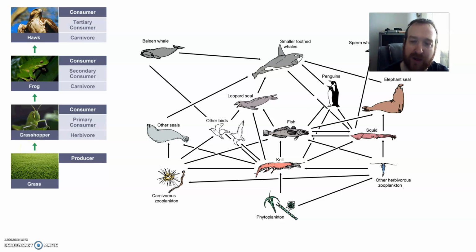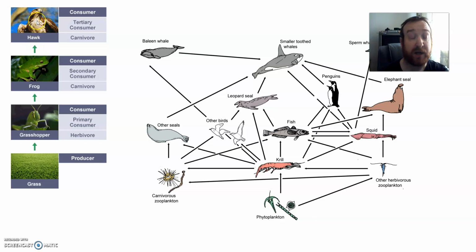Okay, these arrows, they're not really showing what eats what. They're looking at where the energy is going. So the energy of the grass is going into the grasshoppers. The energy of the grasshoppers is going into the frogs when they're consumed. Okay, they show the flow of energy. So be careful with these arrows. Now this is quite a simple picture.